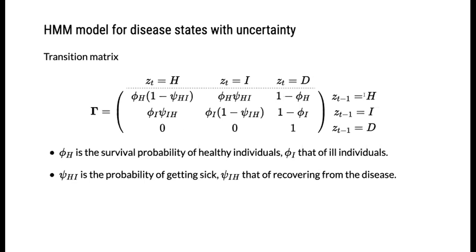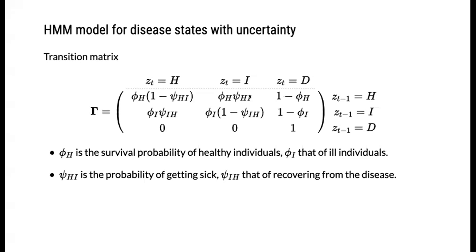And if you are healthy at the beginning of the interval, okay, at t minus one, the probability that you are infected at the end of the time interval is the probability that you survive over the time interval as a healthy individual, and that you get infected. psi hi, the probability of making the transition from healthy to infected. Okay.